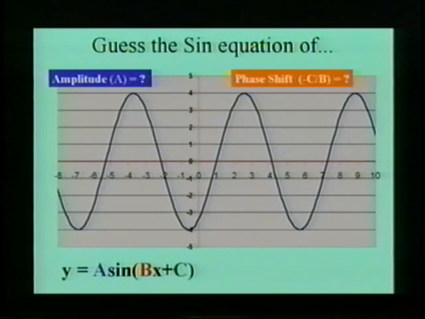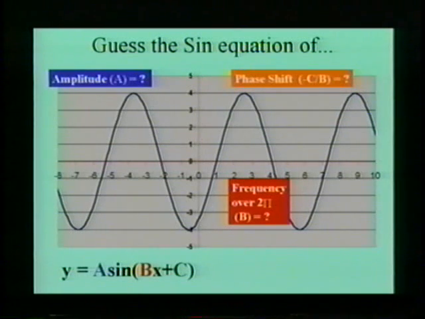What's the phase shift? That's minus c over b. But at least, remember where the sine started off. This sine normally starts at 0, but the spaghetti s is starting off at 1. So the phase shift ends up being 1.